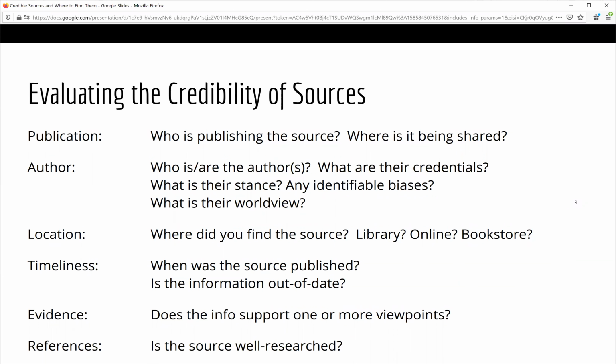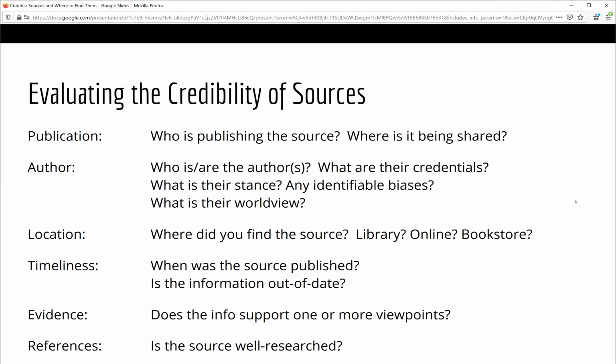Remember, the title of this workshop is Credible Sources. So what exactly does that mean? What is a credible source? Well, when we are talking about a source being credible, we are saying that it will provide accurate, reliable, and trustworthy information. To determine if a source is credible, you might ask yourself these questions.